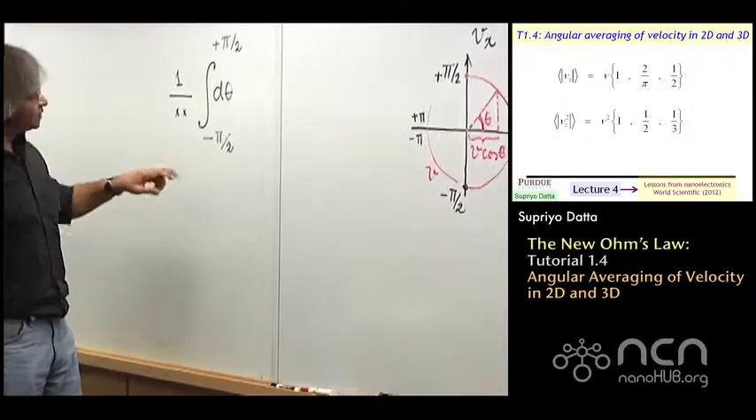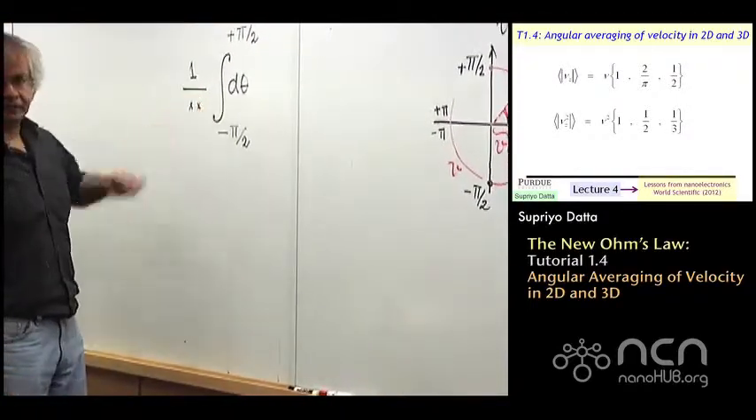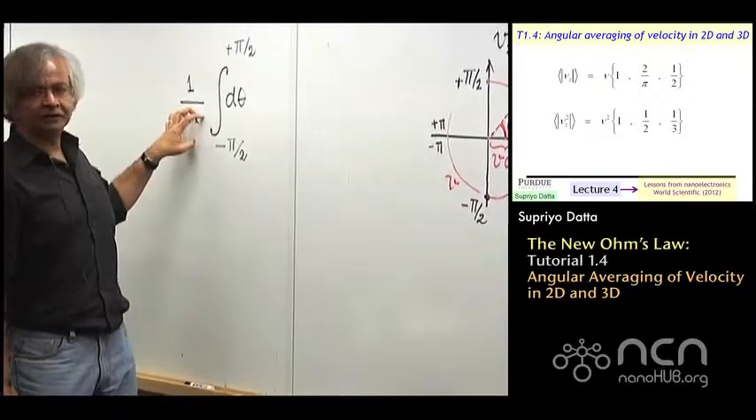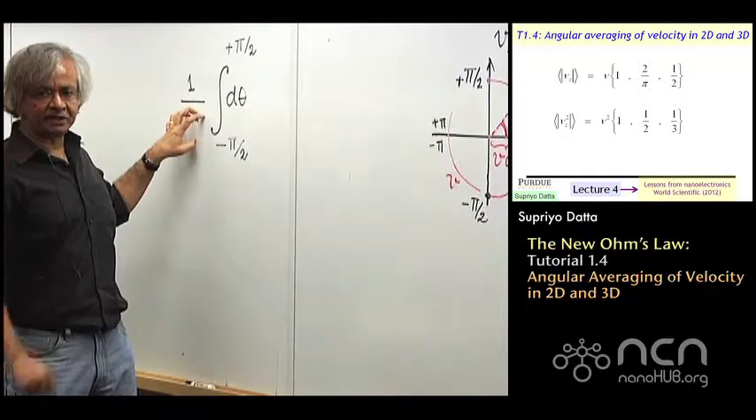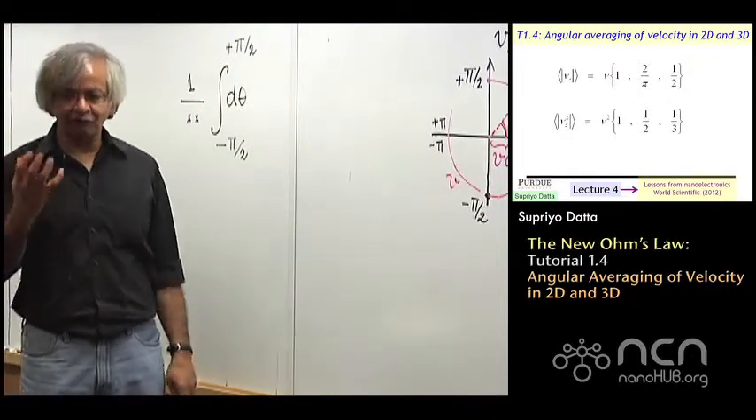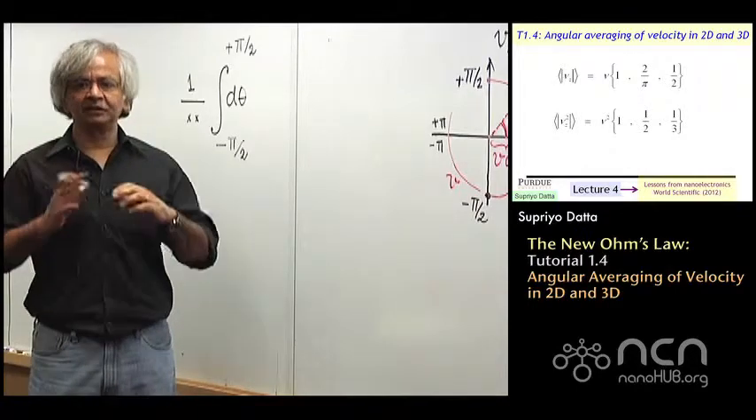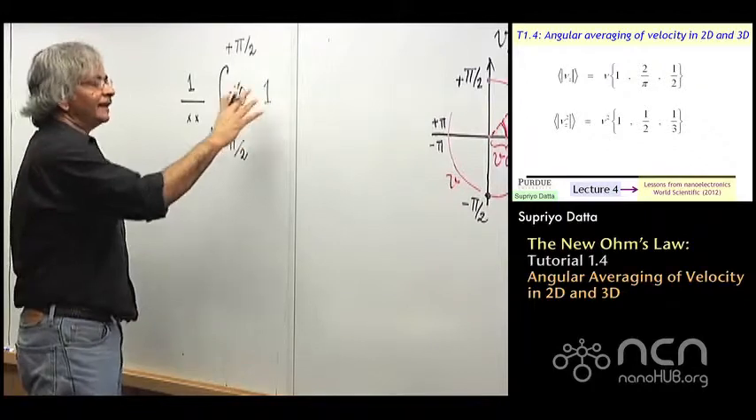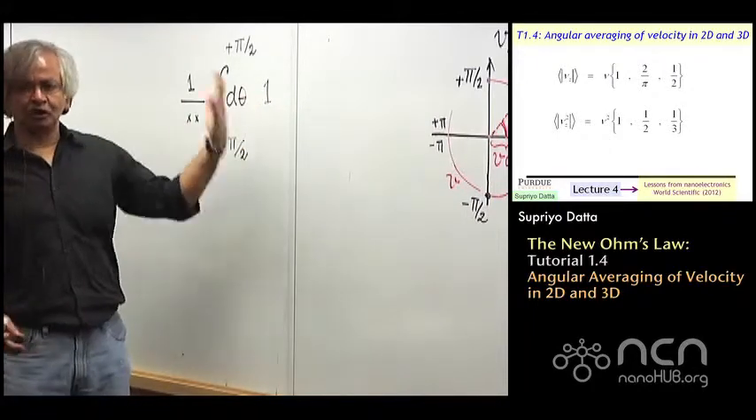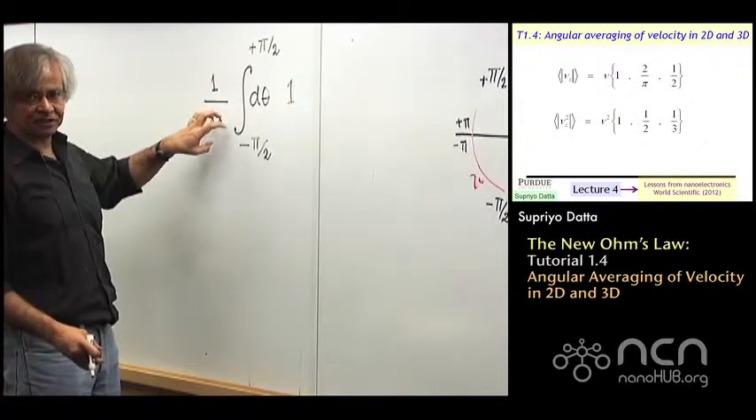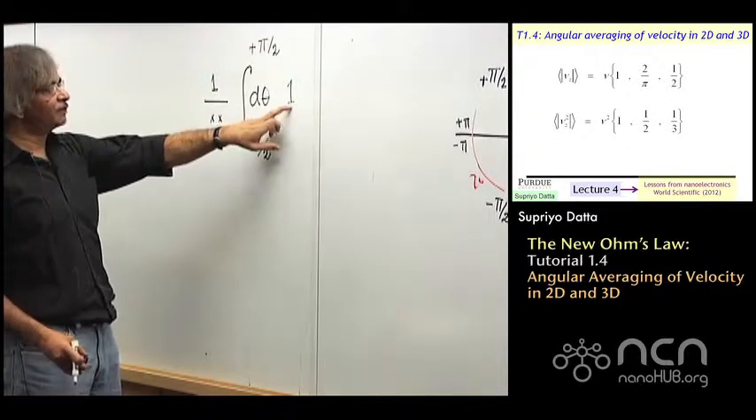Now the next question is, what do I divide it by? And usually the way I think about it is, what you should put here should be adjusted so that if you are finding the average value of 1, let's say I had a quantity that was 1 everywhere, then when I average it, the answer should also be 1.